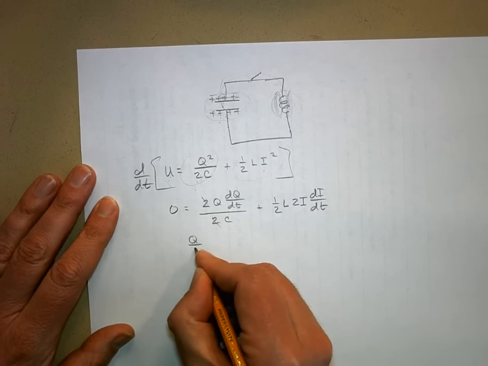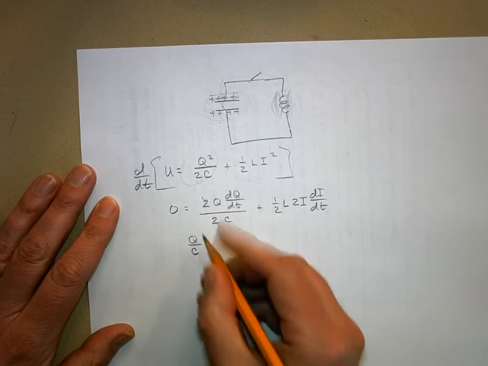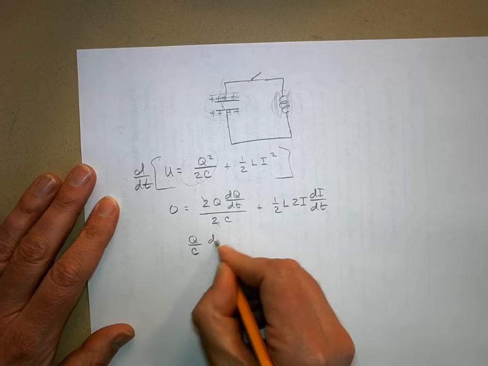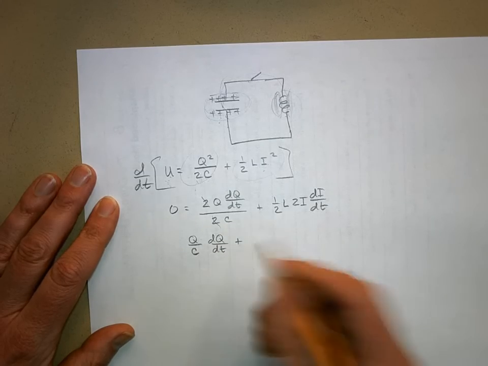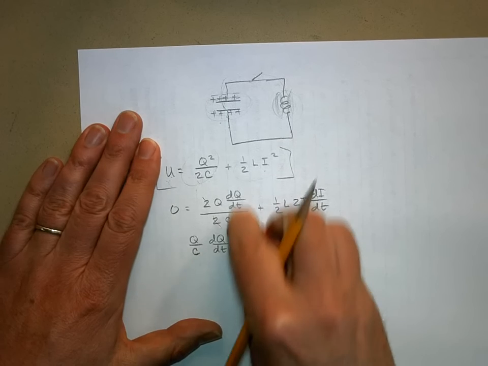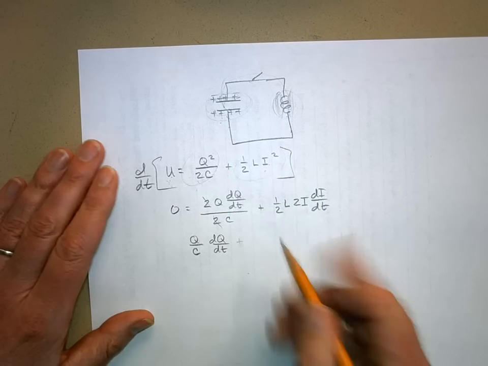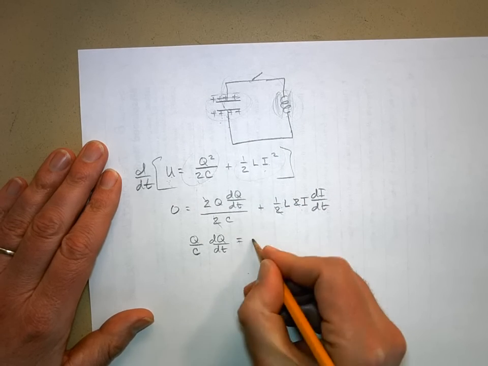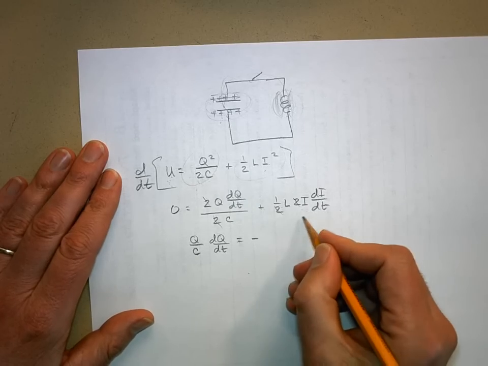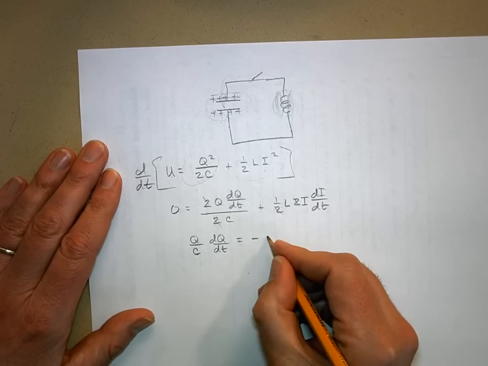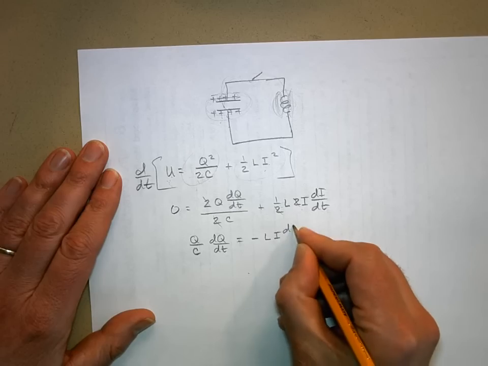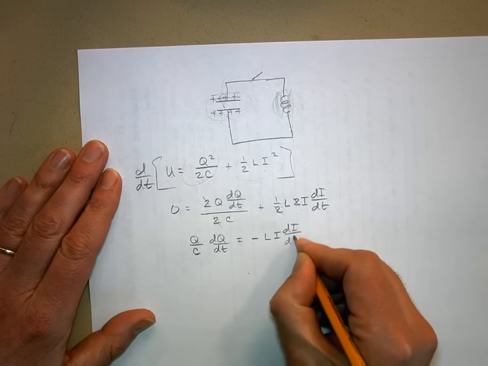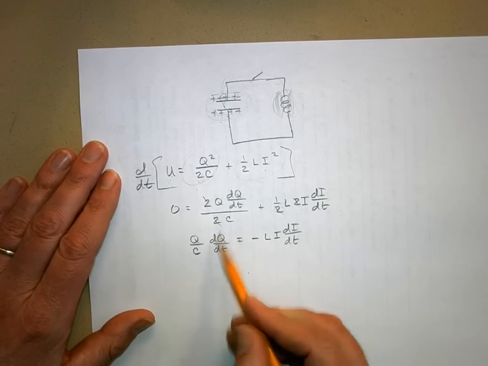And so now we've got Q over C times dq/dt will be equal to, let me just put that other stuff on the other side. Well, the 2 cancels the 2. That's going to be equal to negative L i di/dt. Now, if you look at what is dq/dt?